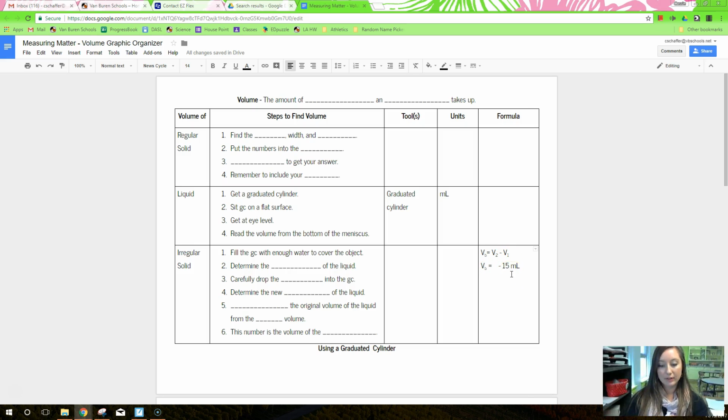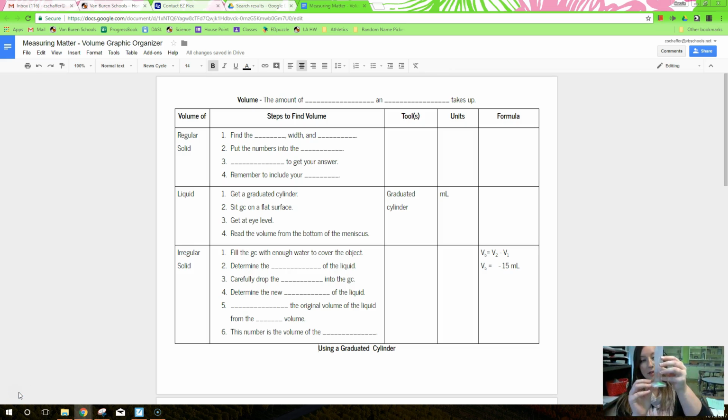Now, how I get my volume 2 is I'm carefully going to drop this item into my graduated cylinder. So I'm going to angle it. I don't want to splash my, oh, I didn't think about this. My ball is floating. Let me go get a marble. Okay, so I have my marble here. I'm going to carefully roll it down in there.